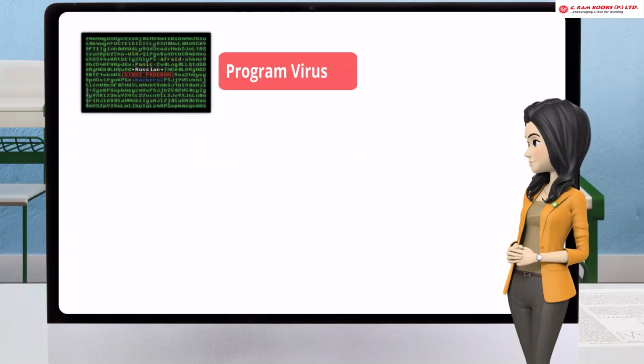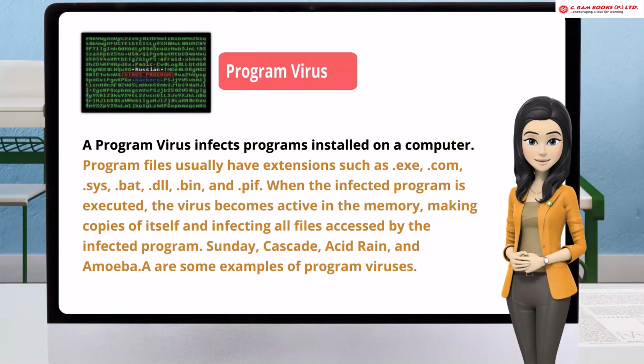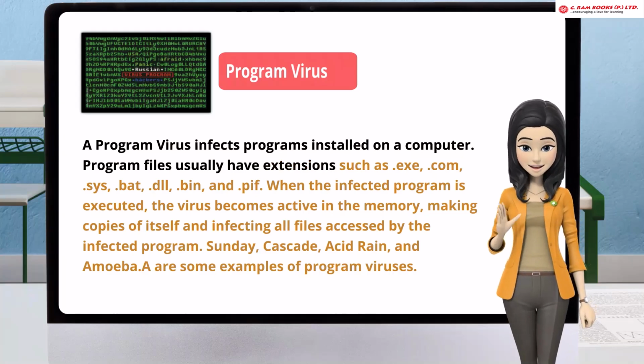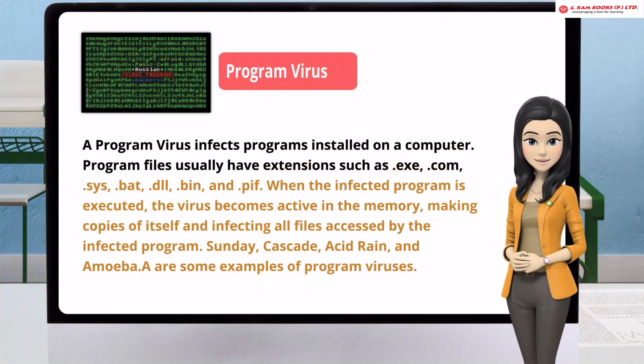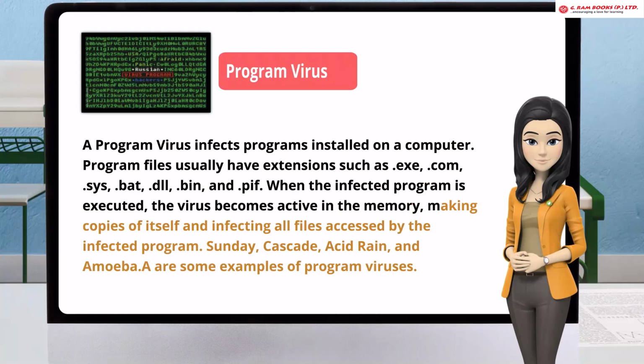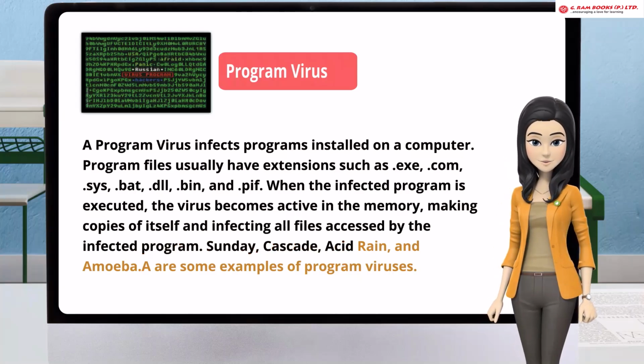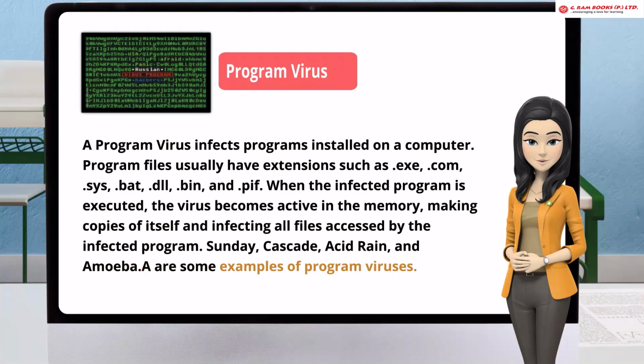Program virus. A program virus infects programs installed on a computer. Program files usually have extensions such as .exe, .com, .sys, .bat, .dll, .bin, and .pif. When the infected program is executed, the virus becomes active in the memory, making copies of itself and infecting all files accessed by the infected program. Sunday, Cascade, Acid Rain, and Amoeba.a are some examples of program viruses.